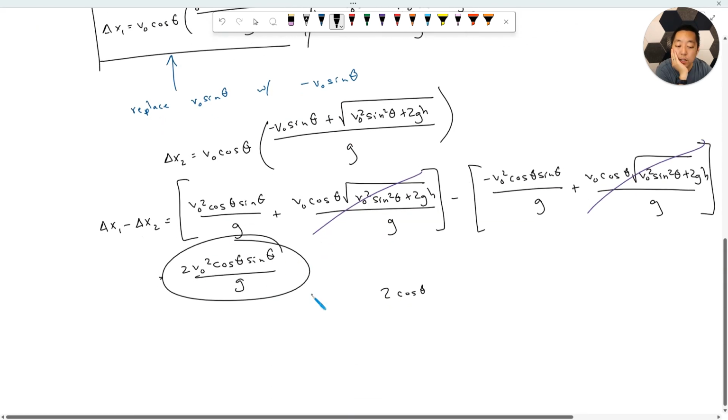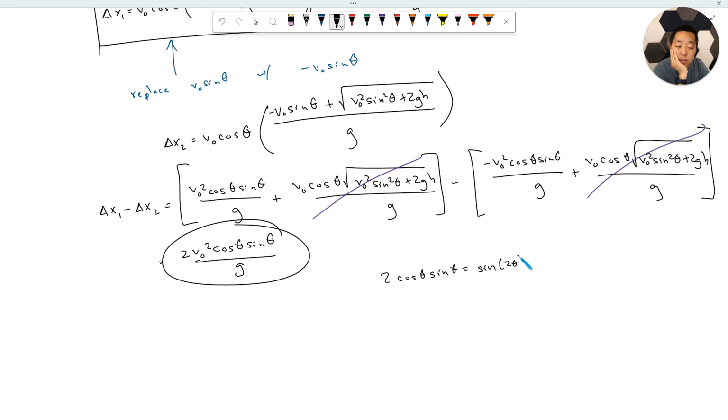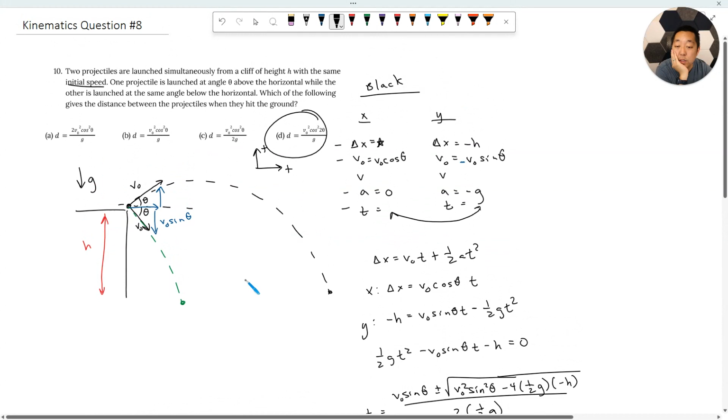This is the answer I would have gotten. You can simplify this if you want. 2 cosine theta sine theta is sine of 2 theta. So you can write this as 2 v0 squared sine of 2 theta over g. That's another way to do it, but none of those have those as an answer.